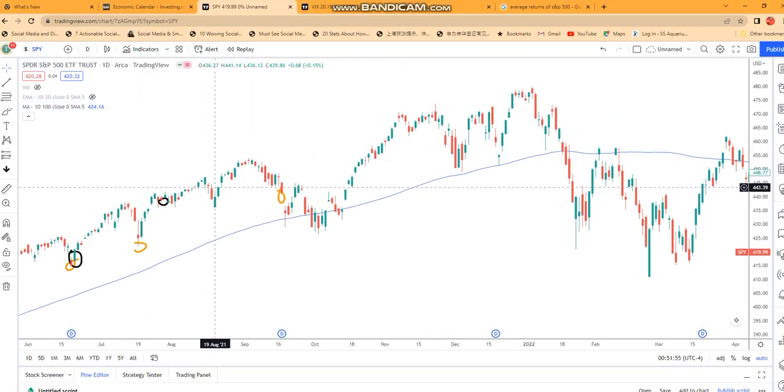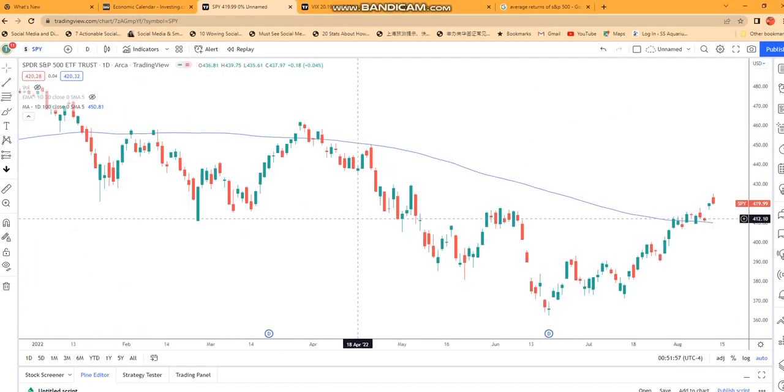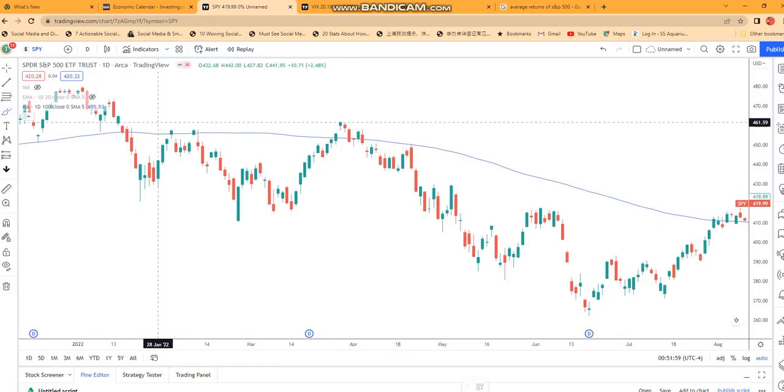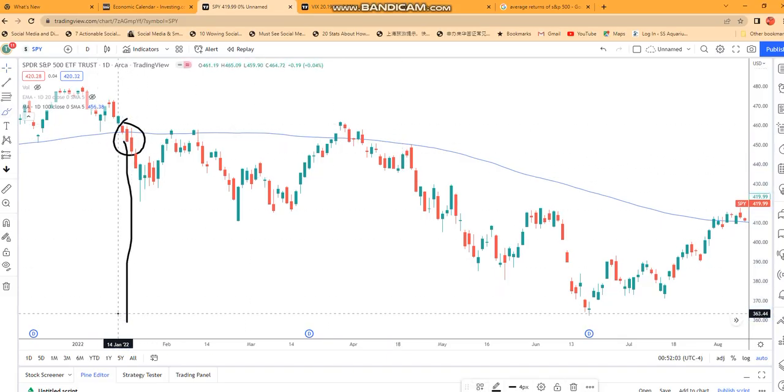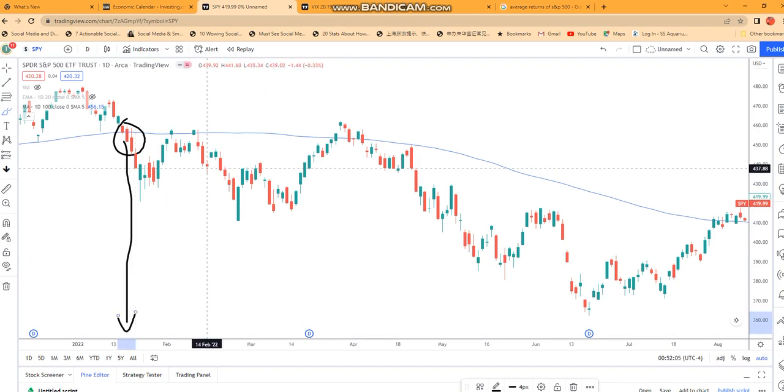Take a look at 2022 until today. If you look at the cursor below, this is actually 19 January 2022. On 19 January, the SPY went below the MA100. So this is called a non-bull market situation, right? When it's a non-bull market, you can't use the method of MA50.